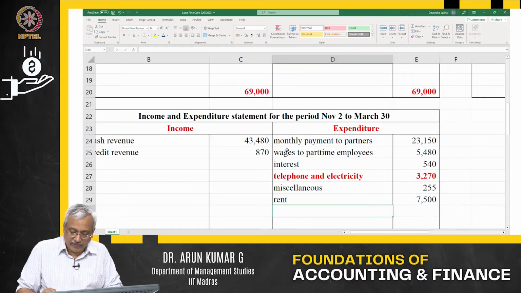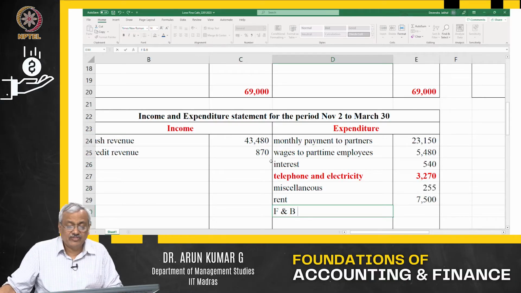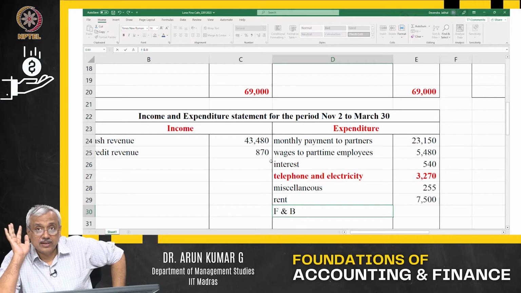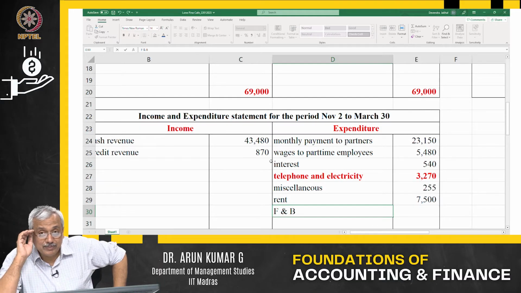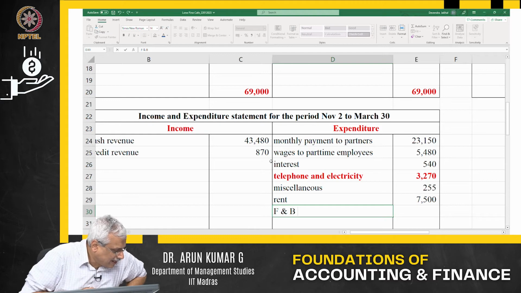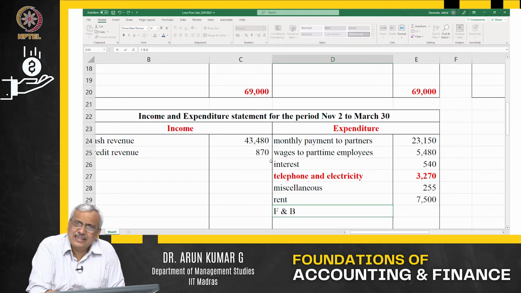Now I will come to food and beverage. When I say food and beverage, what will the income statement contain? The income statement will contain only such expenditures which have been incurred during this particular period, and which accrued for this period. Now let us look at food and beverage. It says cash paid 10,116.